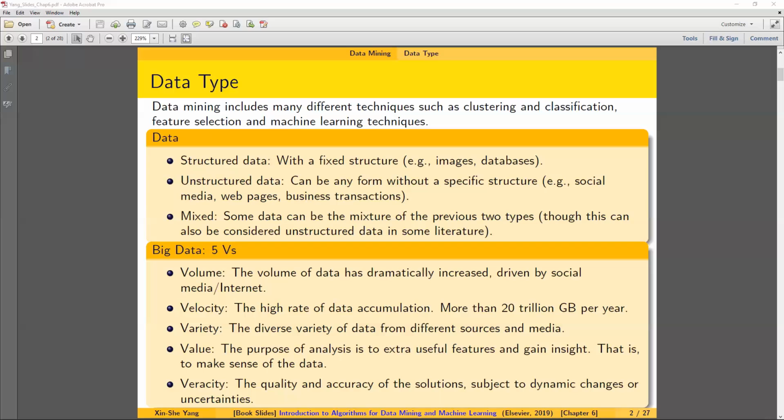Value: the purpose of the analysis is to extract useful features and gain insight, that is, to make sense of data. And veracity is the quality and accuracy of the solutions, in other words, the uncertainty of the data. So that's the 5 V's for big data: volume, velocity, variety, value, and veracity.